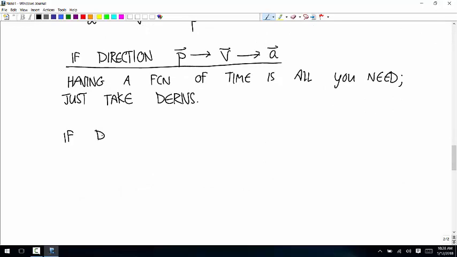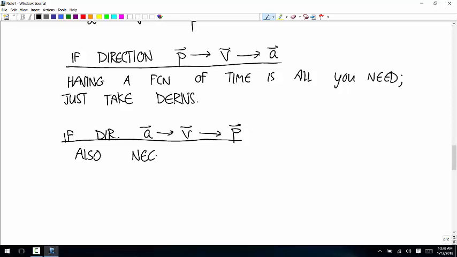But if you're going in the direction from acceleration to velocity or velocity to position, having a function of time for one of those is not enough. You also need constants of integration. I'm going to write it as you need boundary conditions, because you're going to be solving this using separation of variables. It's a differential equation.